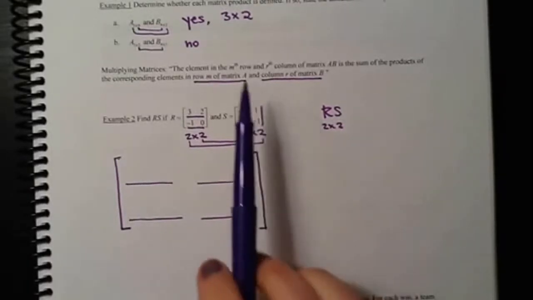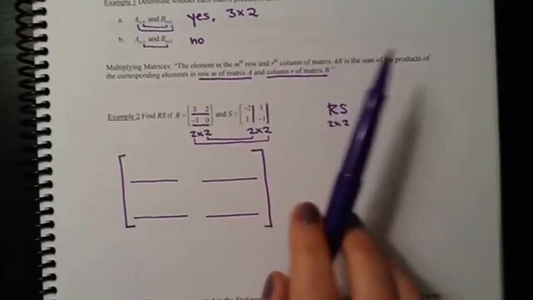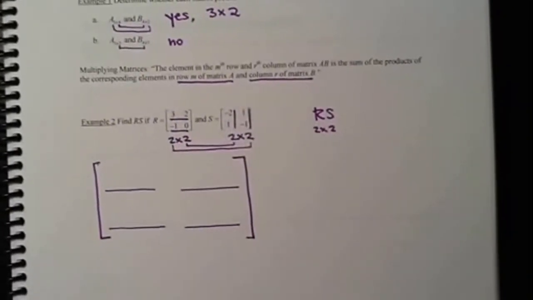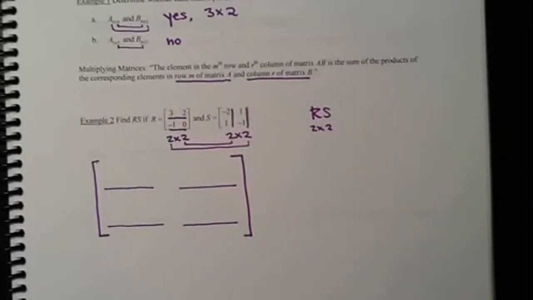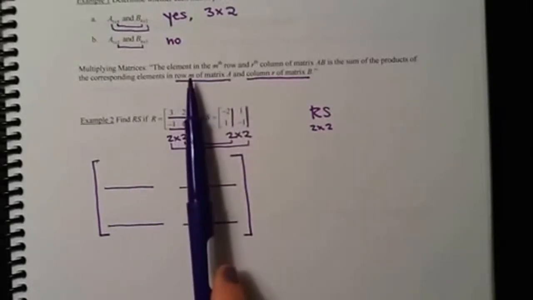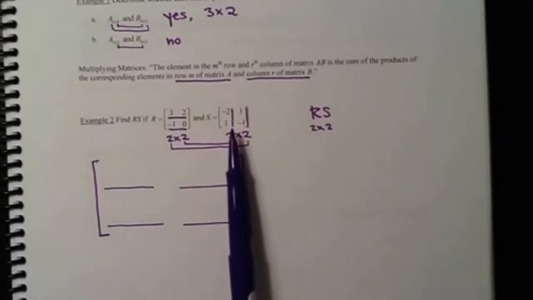So when I'm looking for row M, column R of this new matrix, it's the sum of the products of the corresponding elements in row M of matrix A and column R of matrix B. So I will explain that. This is the first row, first column. So I look in row 1 of the first matrix and column 1 of the second matrix.